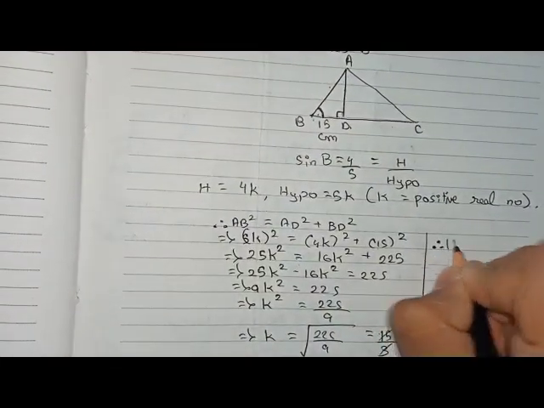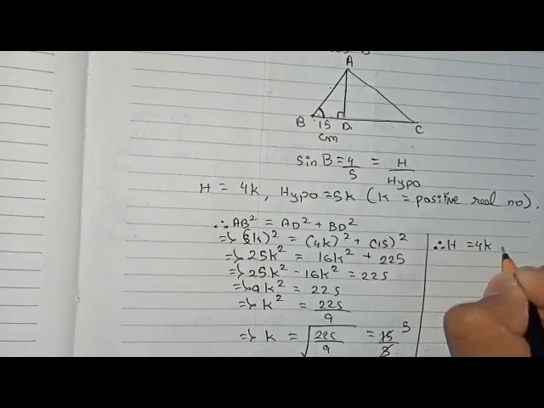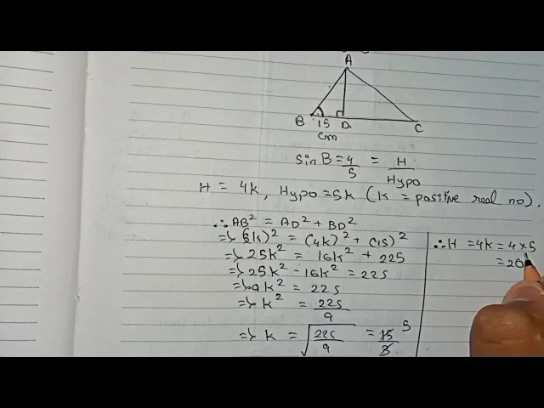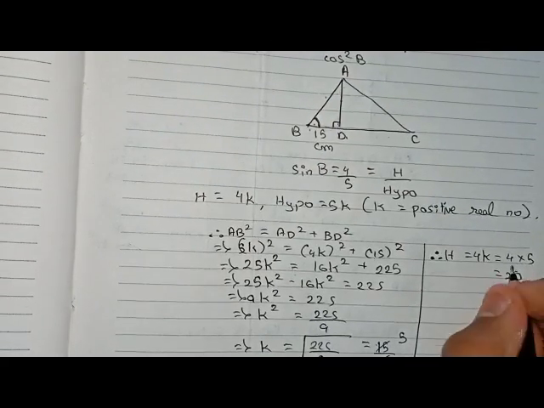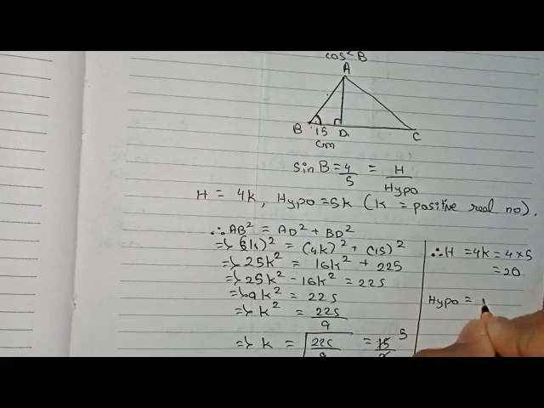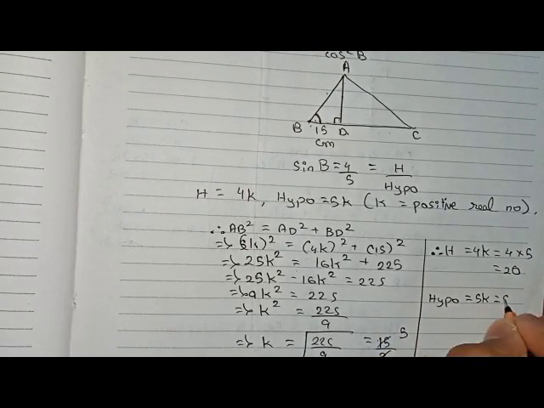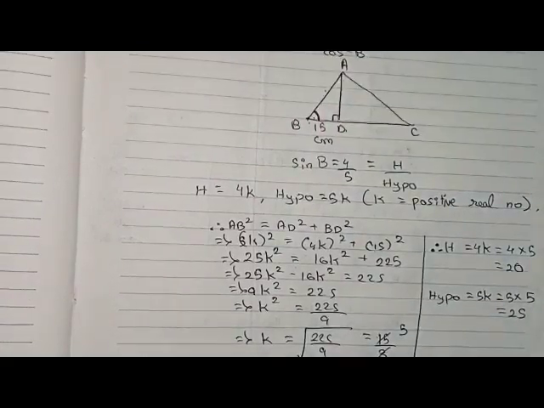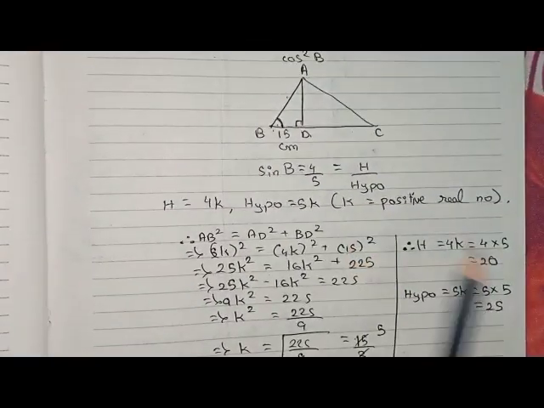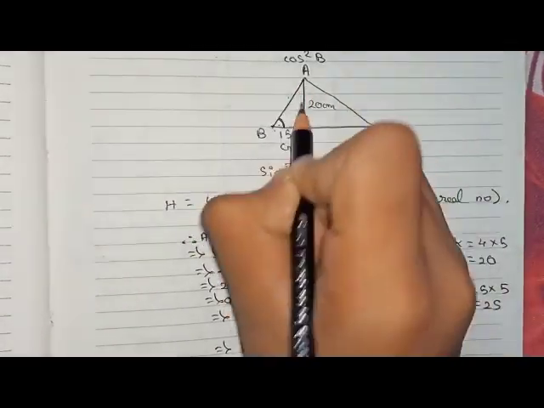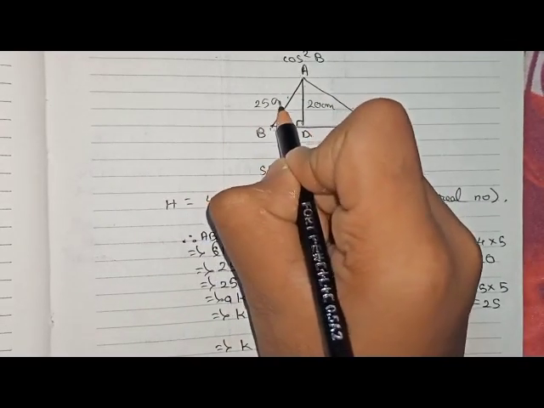So therefore our height is equals to 4k is equals to 4 into 5 is equals to 20. And our hypotenuse is 5k, it will be 5 into 5, that is 25. So here height, that means AD will be equal to 20 centimeter and this AB will be equal to 25 centimeter.